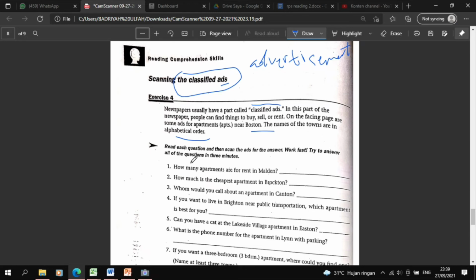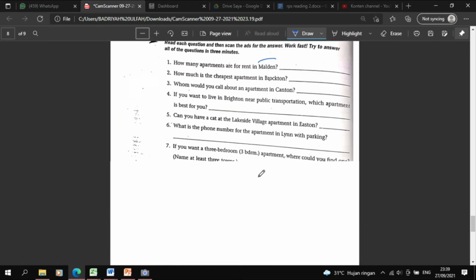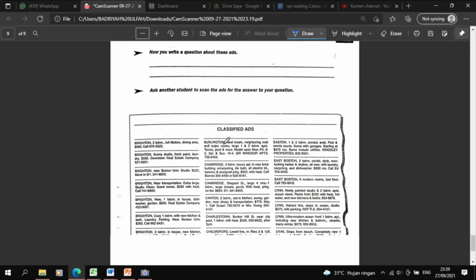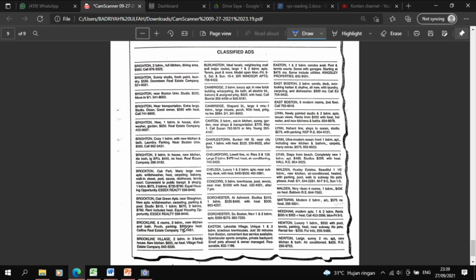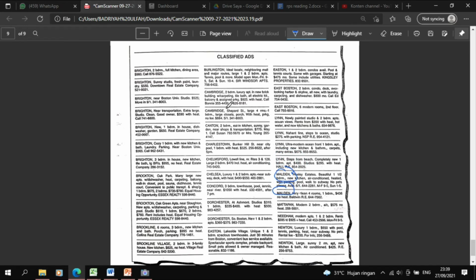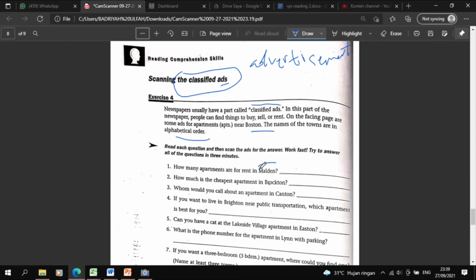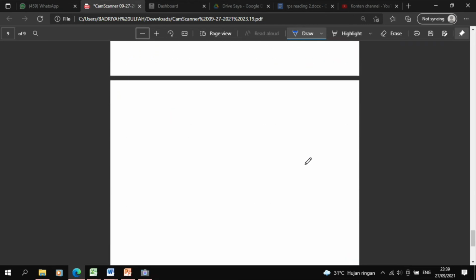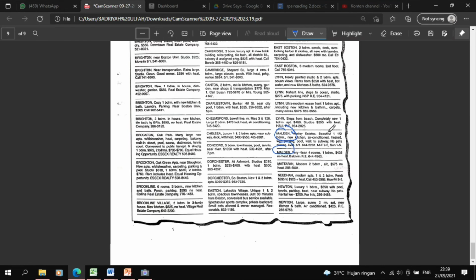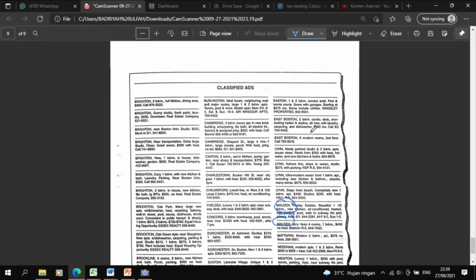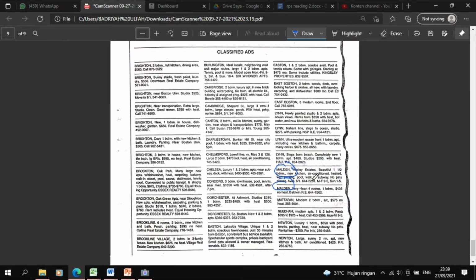Okay, so see how many apartments are for rent in Malden. So you have to find Malden, the keyword. So here are the ads. Malden, Malden, Malden. How many can you find with Malden? Okay, 1. Okay, 1 Malden. 2, only 2, right? So the question is how many apartments are for rent? Oh, rent, yeah, be careful. Malden 2, and then rent. So 2 of them are for rent. It is all of them for rent. So that's why the answer is 2.